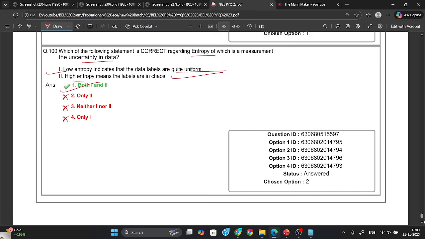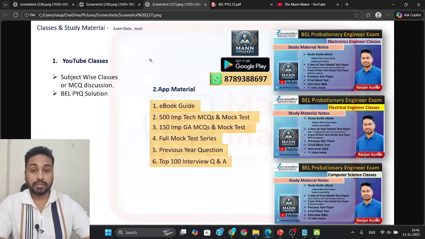Both options are correct. So this is the total 100 technical questions related to computer science engineering that were asked in the 2003 paper for BL Probationary Engineer. By solving this paper or by watching this video, you also get to know the level of your exam. As you have seen, it's a theory based paper, only single line. If you know the basic and fundamental things related to your subject, that much is enough for the exam.